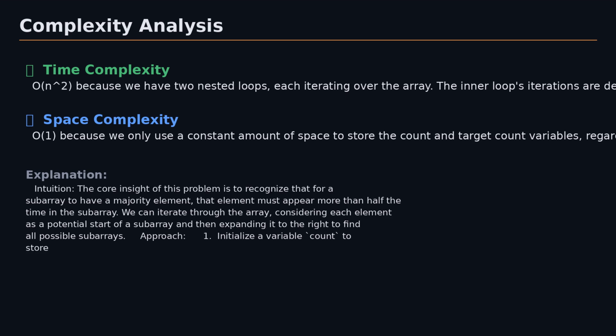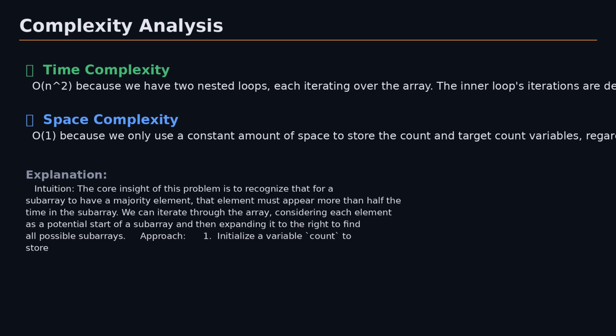Inside the inner loop, we check if the current element is equal to the target element. And if it is, we increment the target count. We then check if the target count is greater than half the size of the subarray. And if it is, we increment the count of subarrays with the target as the majority element. Finally, we return the total count.